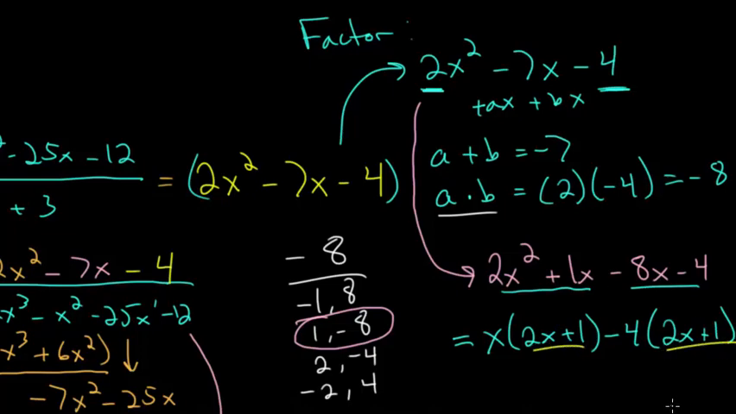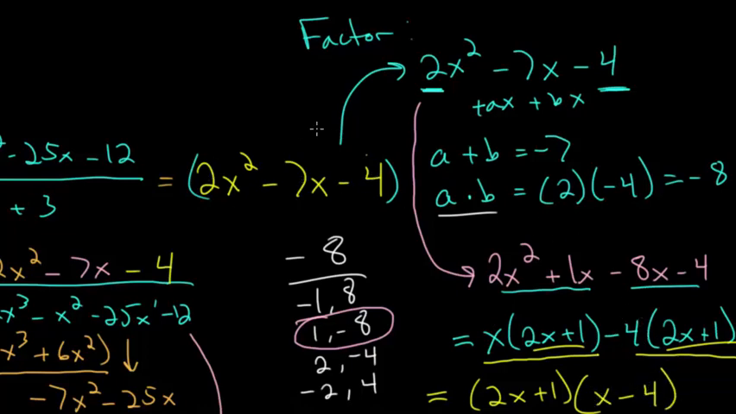Now, to finish this problem, we need to factor out the greatest common factor from each of these terms. And notice that they share the 2x plus 1 in common. So we'll factor out that 2x plus 1, and we're left with an x here, and a minus 4 here. So we've transformed this quadratic into a product of linear factors, which is exactly what we want. So now we can finish the problem. Let me just write it up here so we can see it. This is 2x plus 1 times x minus 4.